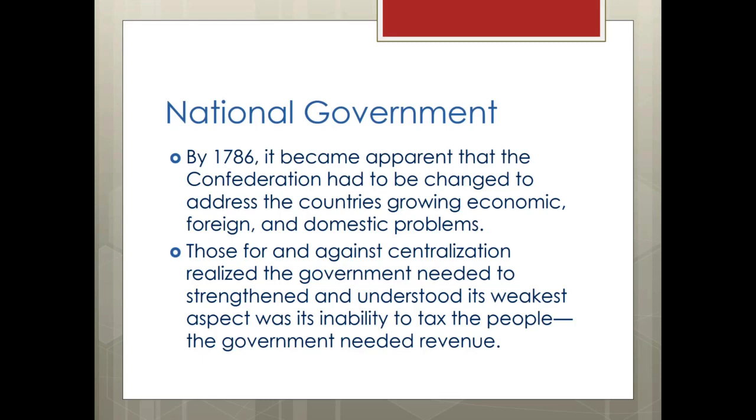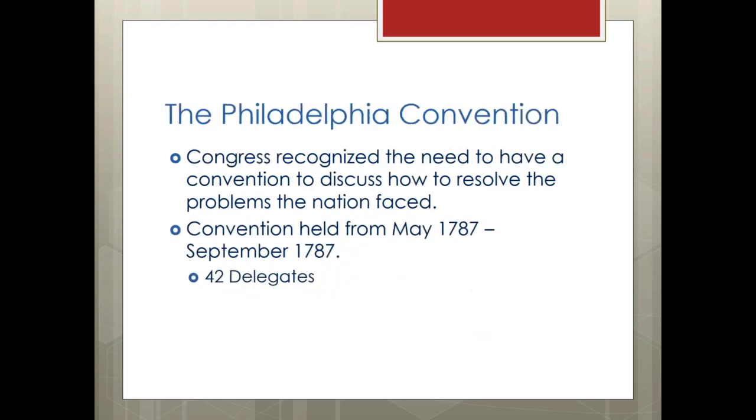And it became apparent even to those who were against centralization. They began to realize that the government needed to be strengthened and understood its weakness was primarily that it couldn't tax people. And it needed to tax because it needed the revenue. So in 1787, the Philadelphia Convention was convened, in which Congress recognized the need to have a convention to discuss how to resolve the problems the nation faced.